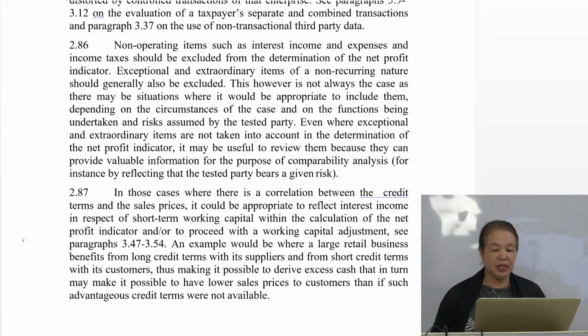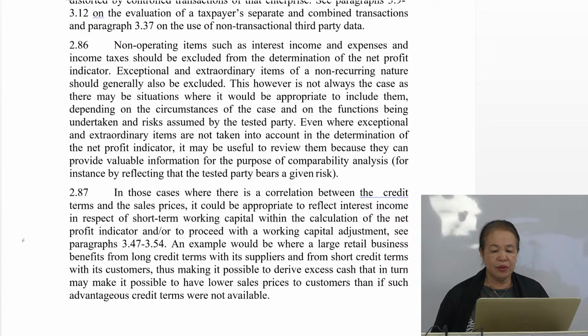Kasi hindi naman recurring. This, however, is not always the case, as there may be situations where it would be appropriate to include them depending on the circumstances of the case and on the functions being undertaken and risks assumed by the tested party. So you have to take its transfer pricing case as unique or differently, no? So always discover the facts and circumstances of the case, no?